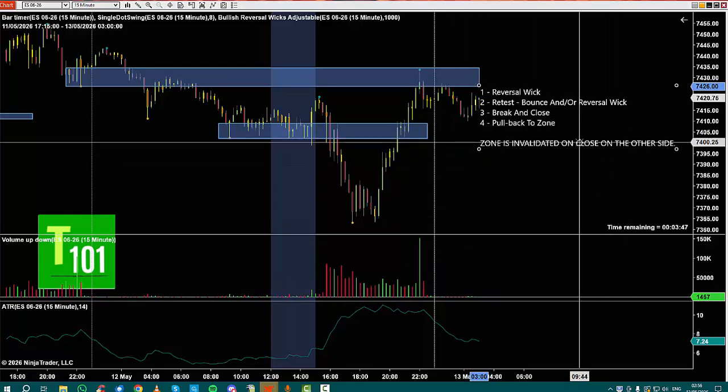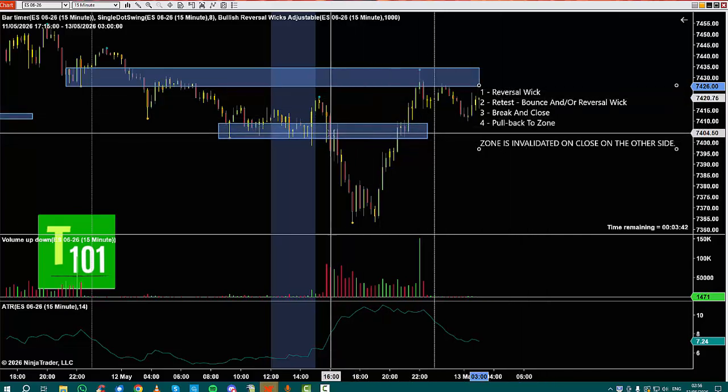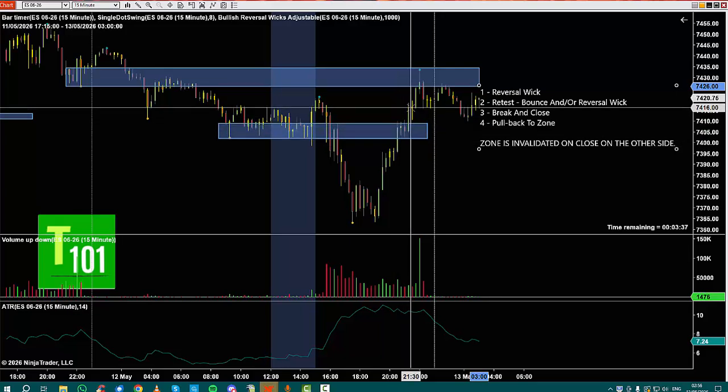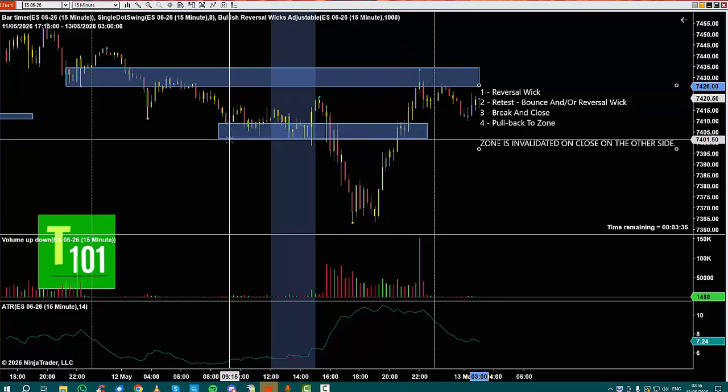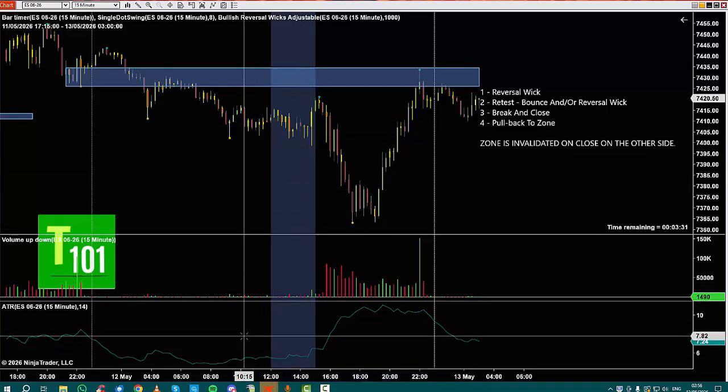Zone is invalidated on close on the other side. That means this zone is valid here. It moved away, came back in. It's still valid until this candle here, which is a close on the other side of the zone. After that, this zone disappears, and we're going to take it off here.